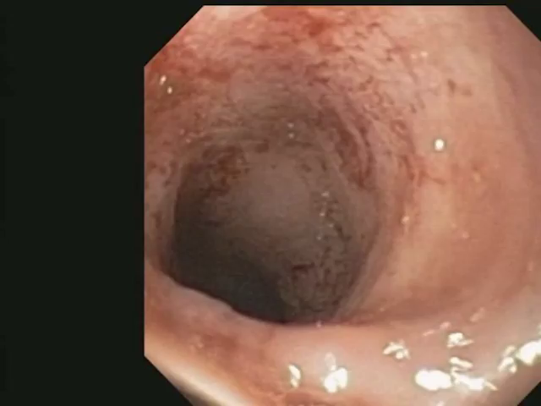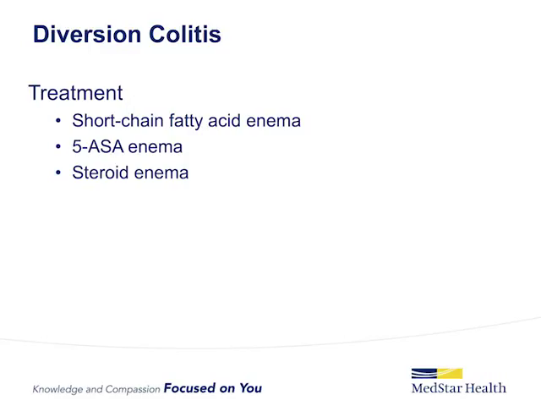If you were to take biopsies of the diverted segment, it would demonstrate acute and chronic inflammation with or without crypt architectural abnormalities. The pathologic finding that is pathognomonic for diversion colitis is lymphoid follicular hyperplasia. Patients with asymptomatic diversion colitis typically do not require treatment. For those patients with symptomatic diversion colitis, treatment includes twice daily irrigation with short-chain fatty acids for up to 6 weeks. The typical dose for short-chain fatty acid enemas is 60 mL.